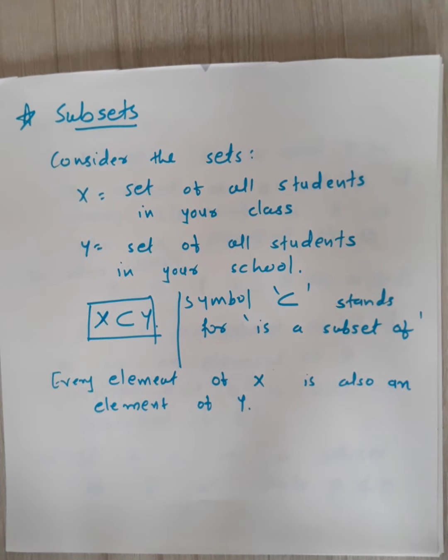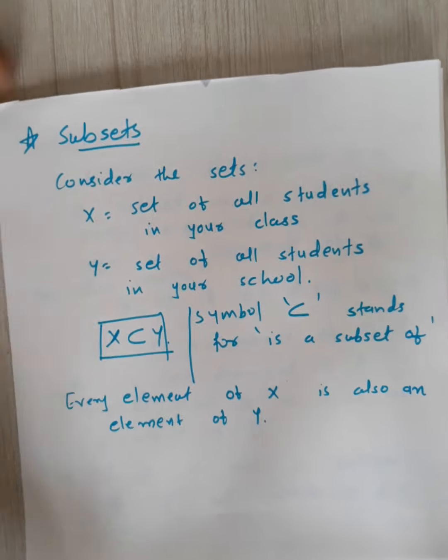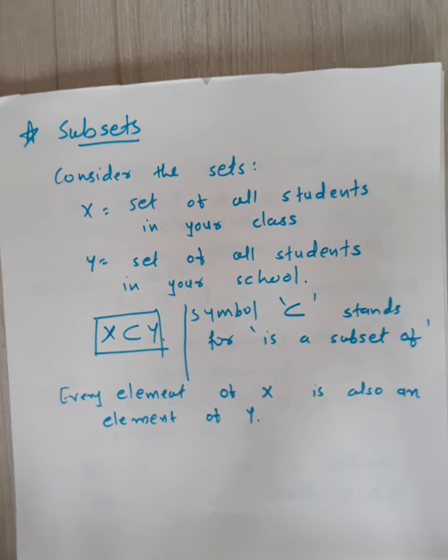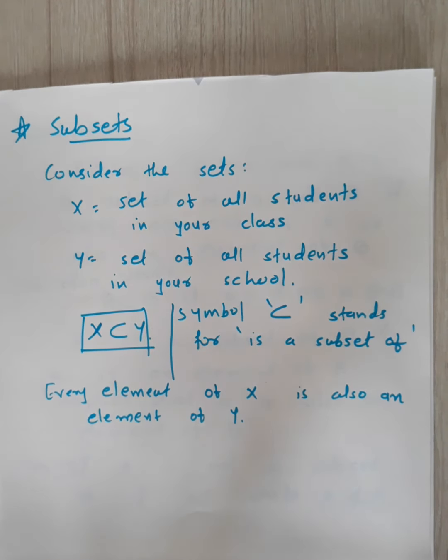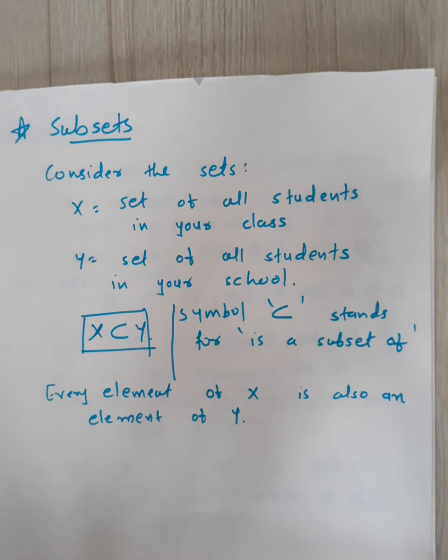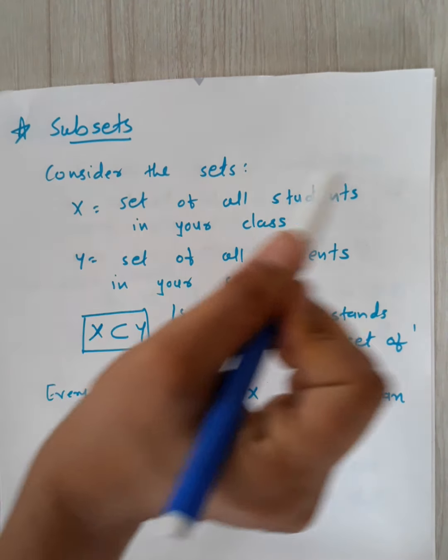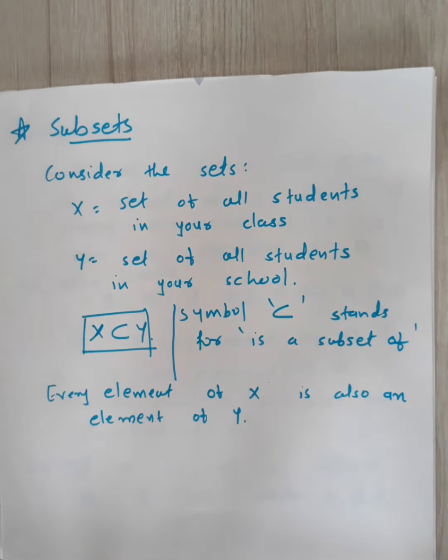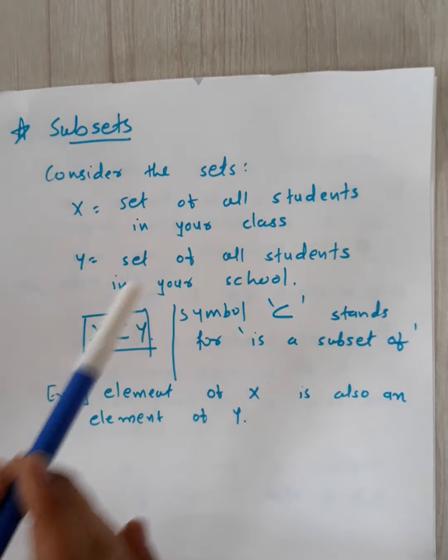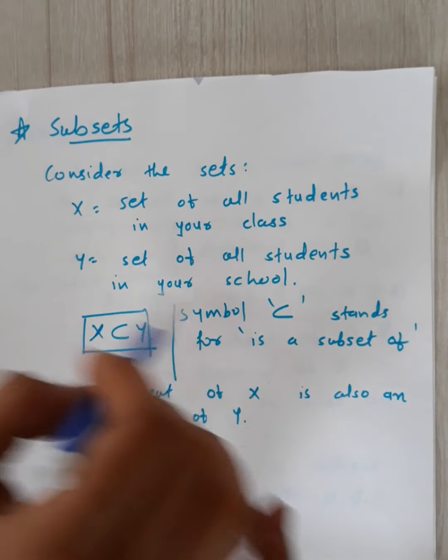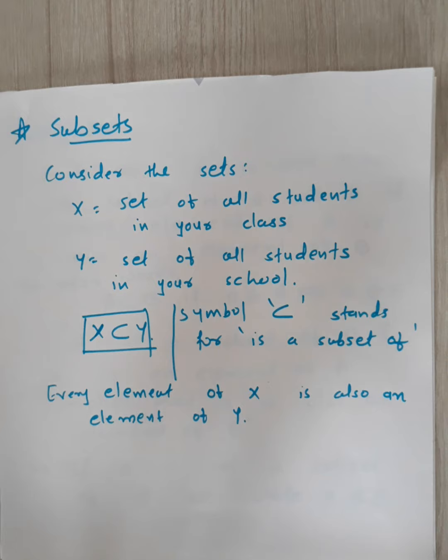Now we will start our new topic, which is subset. By taking one example, we will understand the concept of subset. Now X is equal to the set of all students in your class and Y is equal to the set of all students in your school. Now every element of X is also an element of Y.